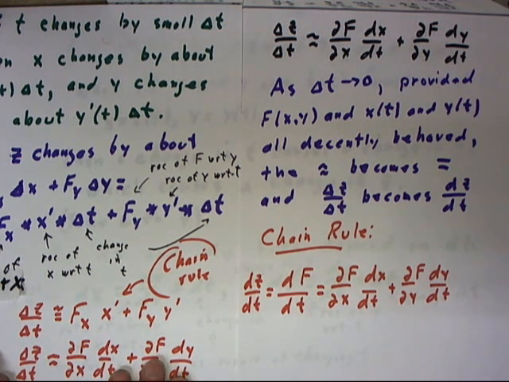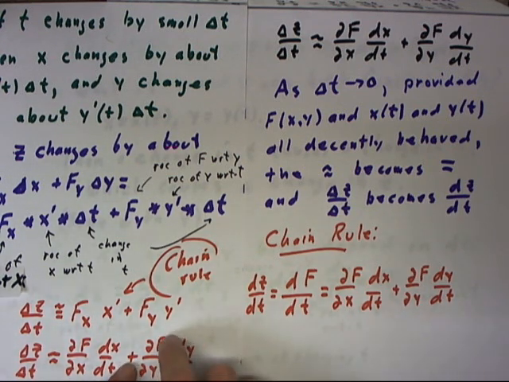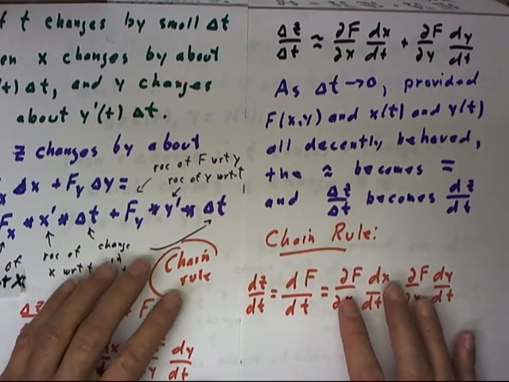Okay, so here's our hand waving version. Our delta z over delta t is equal to the rate at which f changes with respect to x times the rate at which x changes with respect to t, plus the rate at which f changes with respect to y times the rate at which y changes with respect to t. You say that to yourself often enough, it'll start to make sense.